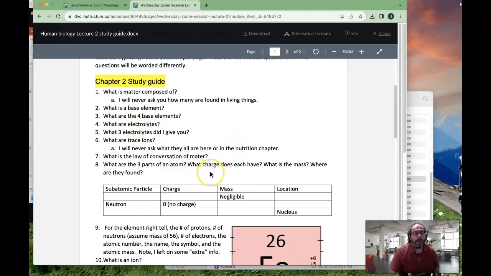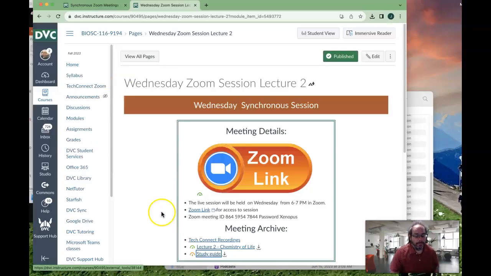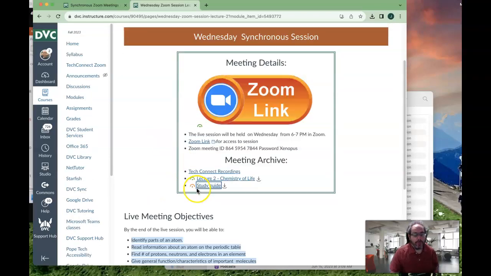But when I write the test questions, I actually don't have this open. I know what's on my study guide. I know what I taught. So it's going to be phrased differently. So during the meeting, you should be taking notes and trying to fill out the study guide.